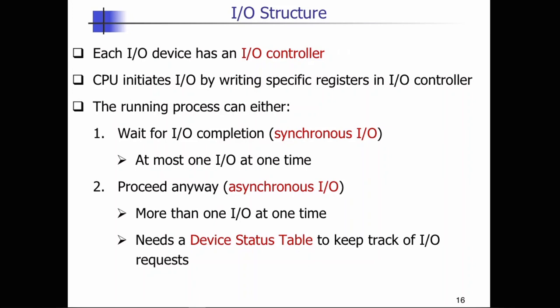The second option could be that the I/O request has been initiated. Once that initiation has been done, the CPU acknowledges it. However, it proceeds anyway, so it does not wait for that I/O to complete, but it just goes on with its current process. So that's called asynchronous I/O. In this one, more than one I/O at a time can occur. But because we are not addressing or servicing that I/O request, we are going to need a device status table, something that can keep track of all the I/O requests.